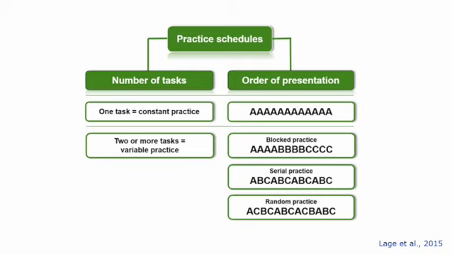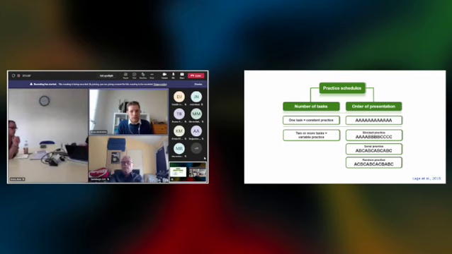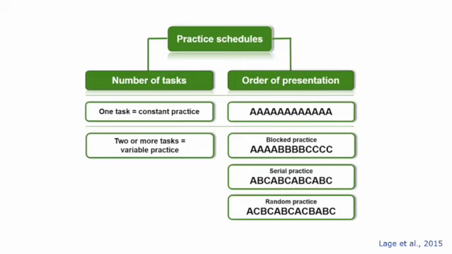And within variable practice in research, there are typically three schedules that you can choose from. It's the block practice, which has the least amount of variability of those three, the serial practice, and of course the random practice, which has the highest amount of variability because it's all mixed together. Of course, this is typical for research, so actual training sessions or PE sessions are often more complex.